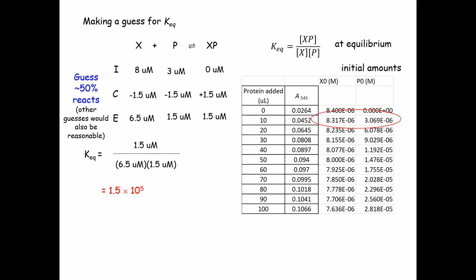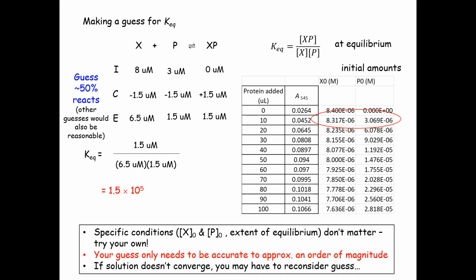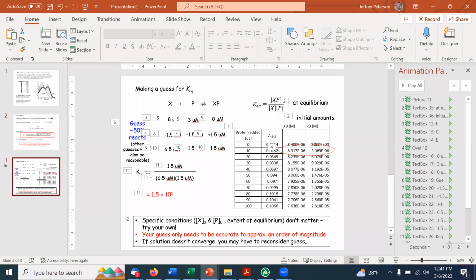I want to emphasize that the specific conditions that you pick, whatever the starting value might be or the extent of equilibrium, really don't matter. If you wanted to try this on your own with your own set of values, you should certainly do it. The guess only needs to be accurate within an order of magnitude. Here we don't know a priori if we're right, but at the end of the day, if our solution doesn't converge in Excel, we may have to go back in and adjust these numbers and make it all work. So our guess for the equilibrium constant is 1.5 times 10 to the minus 5th.